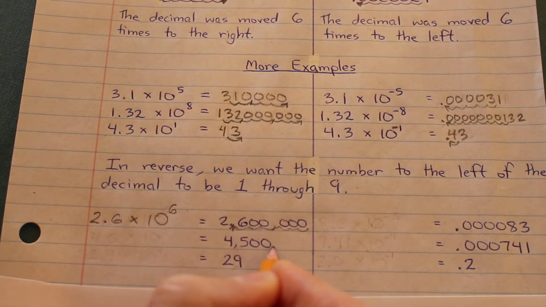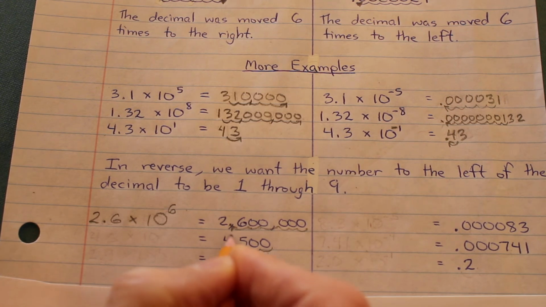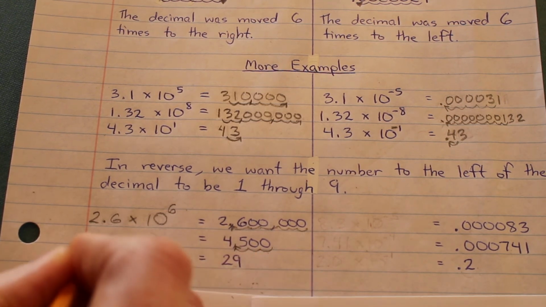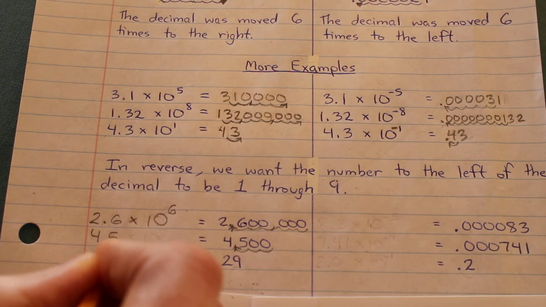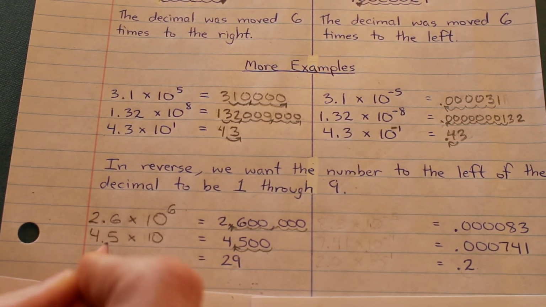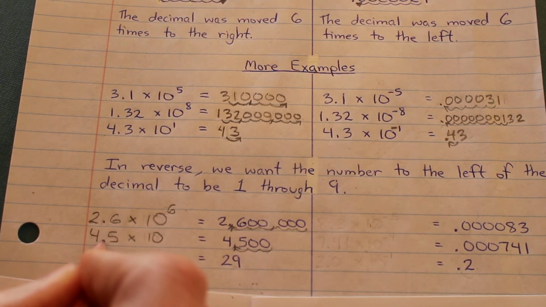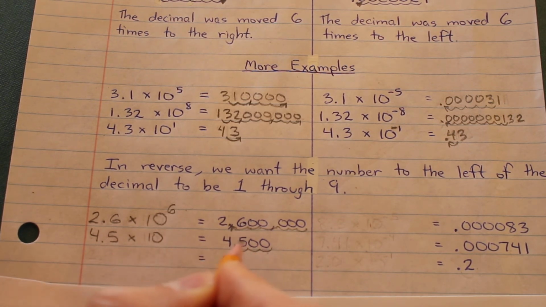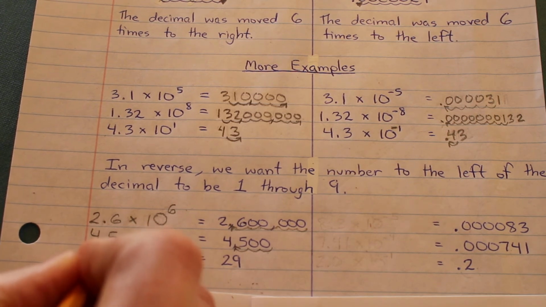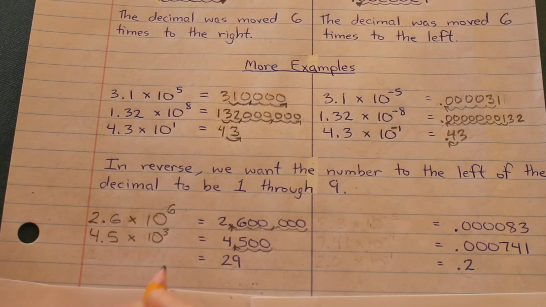Here, the decimal needs to be there, since to the left of it is 1 through 9 now. It's a 4. That works. It's 1 through 9. But now that it's 4.5, to show that it's actually quite a large number, we'd have to move the decimal 3 times to the right to get what it really is over there. So moving the decimal 3 times to the right is times 10 to the 3.